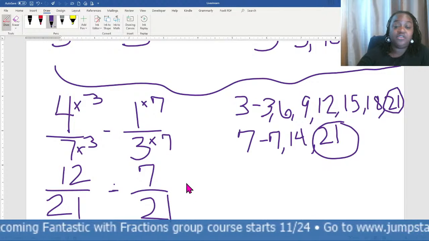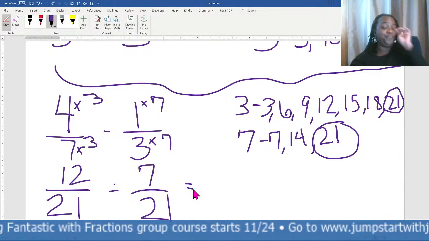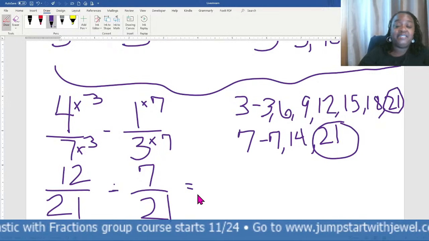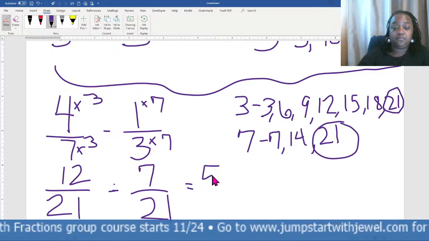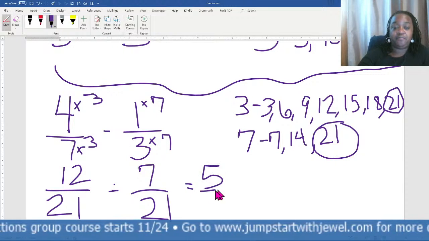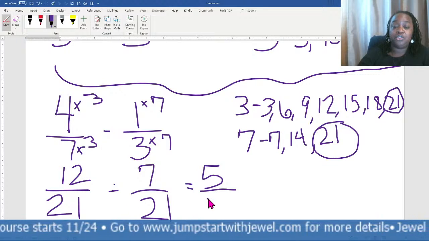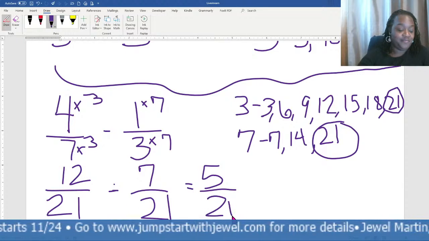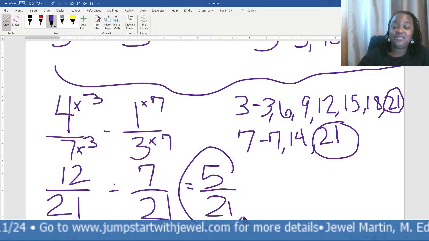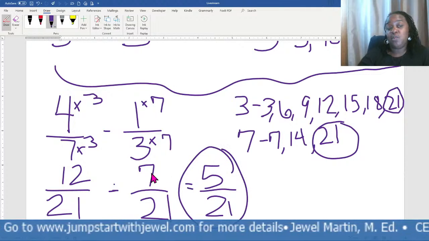Then all you have to do is subtract, since we're doing subtraction. 12 minus 7 is 5. And then the denominator is going to be the same, 21. And so that is your answer, 5 over 21.